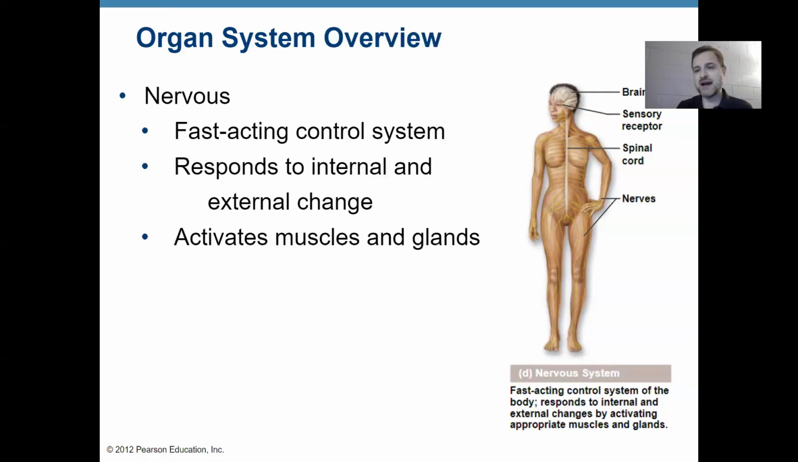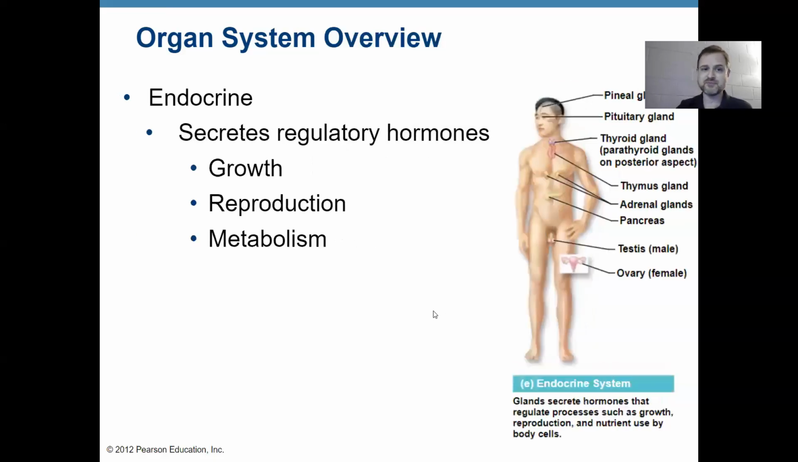Your nerves can also activate muscles. Your nerves are what control your muscles. They can also activate glands to produce whatever hormone they're supposed to produce.